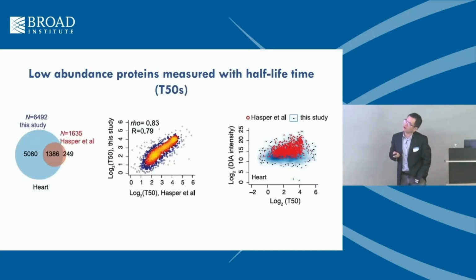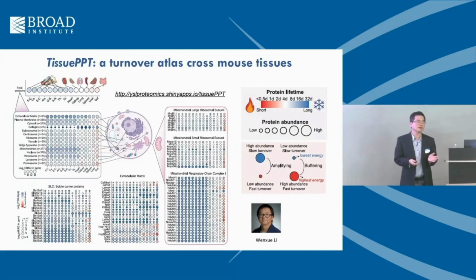So we then compared our data with some previously published data. In the Venn diagram, you can see that our data set reported many more proteins with turnover rate quantified. And if you look at the half-life time, the correlation is quite good for the overlapping proteins between the two studies. And here you can see the DIA intensity. If you look at the identified proteins, we can identify more simply because we can go lower with the proteome depth. So with this, we can make this data set available.